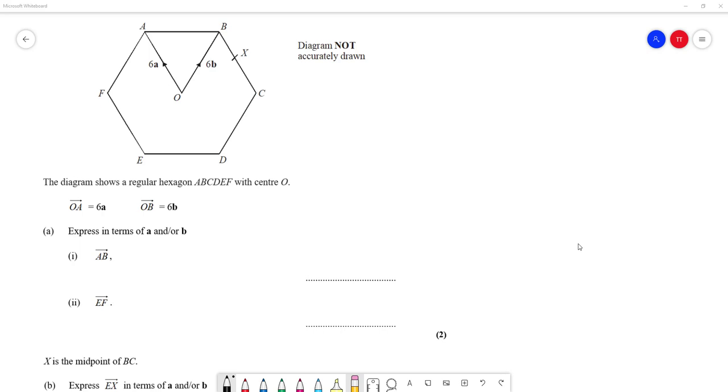In this video, we're going to show that two vectors are collinear. I want you to try the question first, pause the video, and when you're done, I will go through my worked solution. Okay, welcome back.